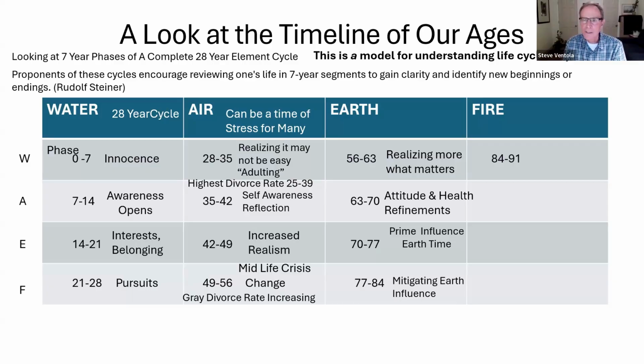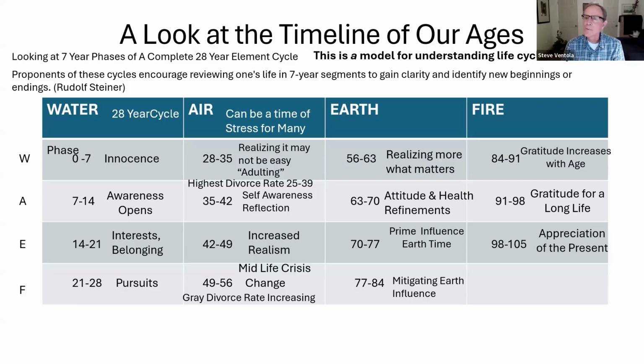Fire, 84 to 91. Here they've noticed as folks move through a creative cycle, if they've set enough stage, gratitude increases with age. 91 to 98. Now, some people might get more cantankerous, but we're talking about conscious health here. What does it take to be consciously healthy? So gratitude plays a big part with that. 91 to 98, gratitude for a long life, the experience of, for a lot of folks, the attitude they may have. 98 to 105, appreciation of the present.